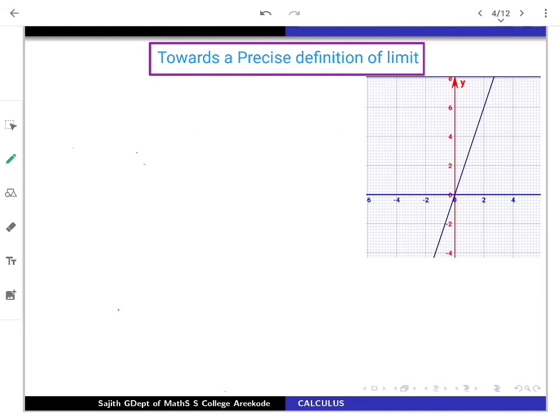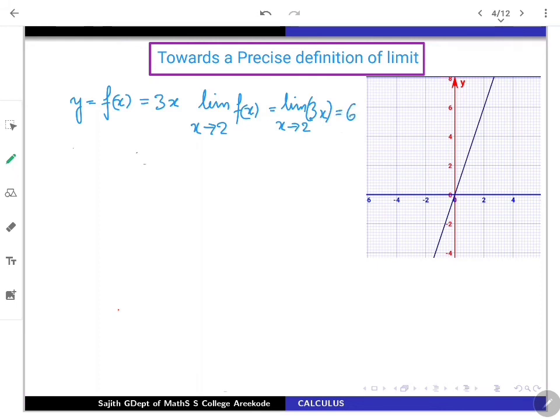To understand this, just consider the function y equals f of x, which is given by 3x. So if I'm looking at the limit of this function as x is nearing 2, it is going to be the limit of 3x as x tending to 2. It's a polynomial function. Obviously, the limit is going to be given by the substitution. So you are going to get 6. So 6 is the limit for this function as it approaches towards 2.